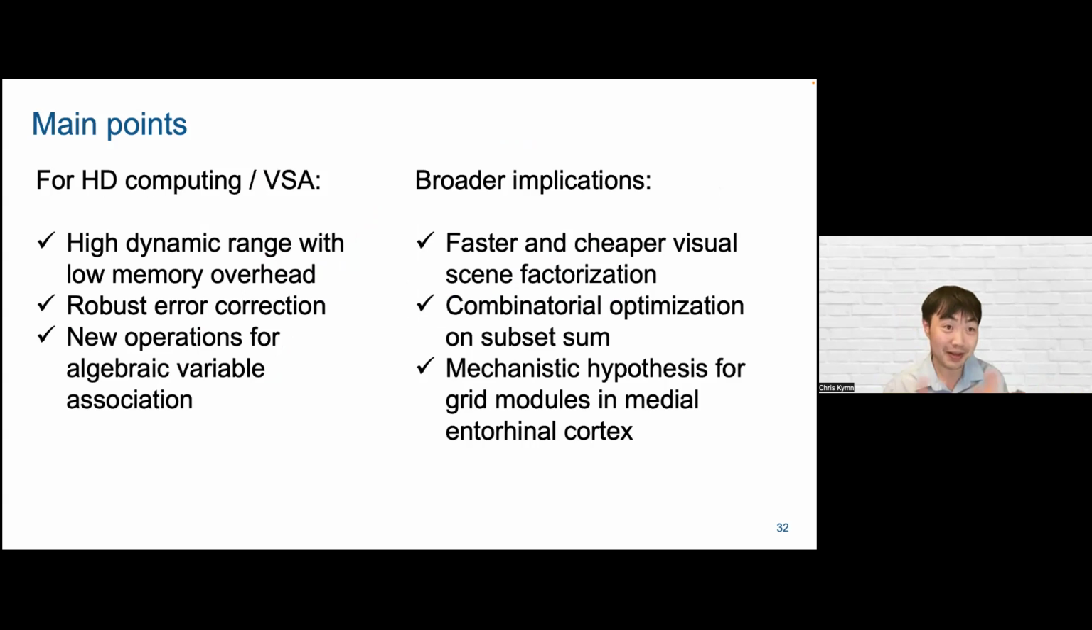So this leads me to my main points, which is that for HD computing, we have this high dynamic range with low memory overhead, both in terms of bits and in terms of codebook vectors. It allows for robust error correction and a new kind of binding operation that implements multiplication. And then the broader implications are visual scene factorization, combinatorial optimization on the subset sum problem, and then this mechanistic hypothesis for computation in the medial entorhinal cortex in neuroscience.